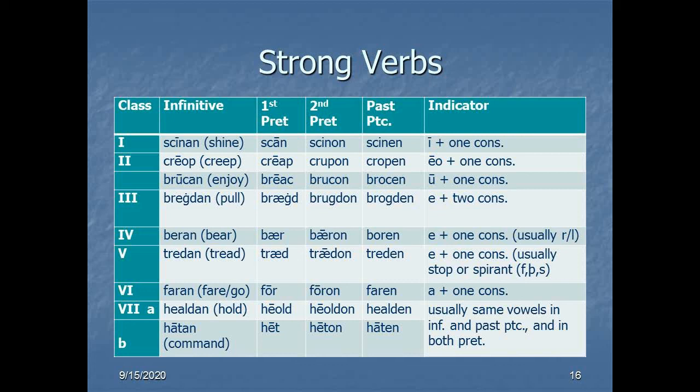Now, another example of class 2 is the verb brukan, meaning to enjoy. Now, we still have that word in kind of an archaic sense, but it doesn't mean enjoy anymore. If I say something like, I will brook no refusal, which is archaic but still comprehensible, I'm using a descendant of that verb brukan, only now it's taken on the meaning of something like tolerate.